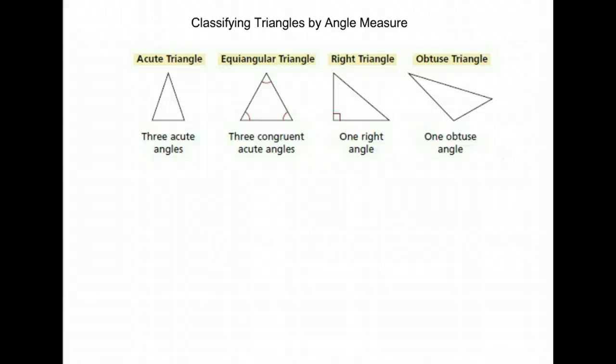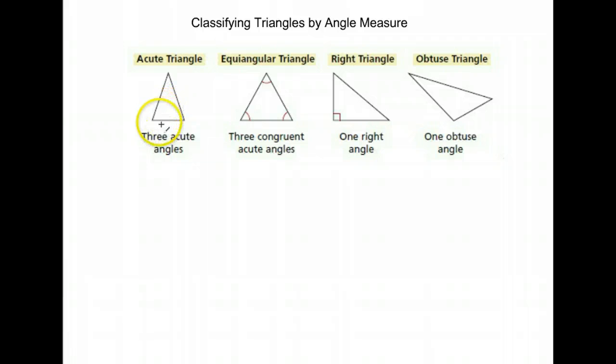Okay, so we're going to talk about classifying triangles by angle measure and side measure. We're going to start with classifying by angle measure. So have you heard of these four types of triangles before? Acute, equiangular, right, and obtuse. Okay, so they're pretty straightforward.